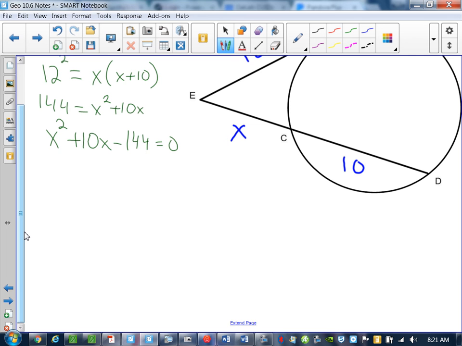So now I have to figure out what times what is negative 144 and what adds together to give you a positive 10. Here's a way that you can guess and check your way through it. Obviously, you guys have calculators, so that's helpful. In this one, I know it's 12 times 12. One of them's positive, one of them's negative, but if I add those together, I would get 0. So I want to think about numbers close to 12 that might work. 6 and 2? But 6 times 2 doesn't give me 144.